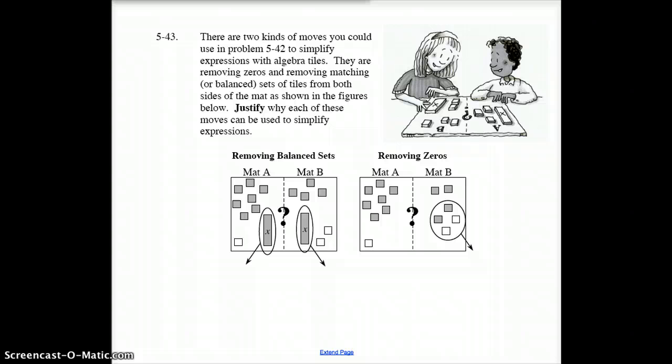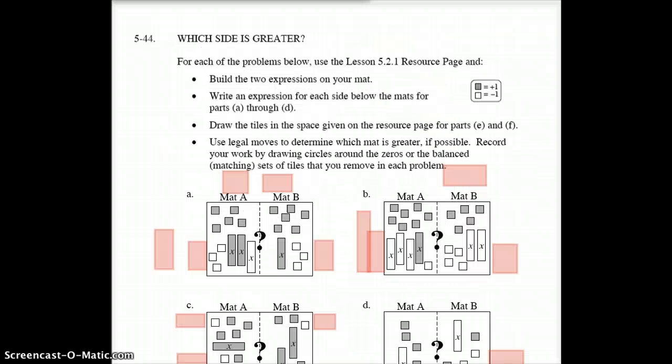Next one here, they're just showing some legal moves on how you can cancel. If you have the same thing but they're on different sides of the mat, they can cancel. Or if you have the opposites on one side of the mat, they can cancel. So now let's move into the next one here. Take a look at mat A, and if you need to, pause it and think about what your moves would be. Go ahead, pause it.